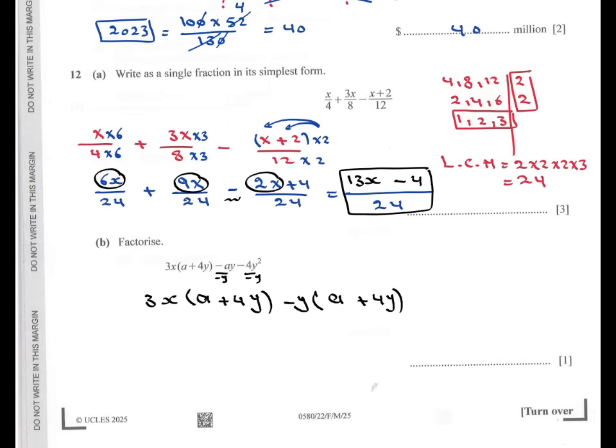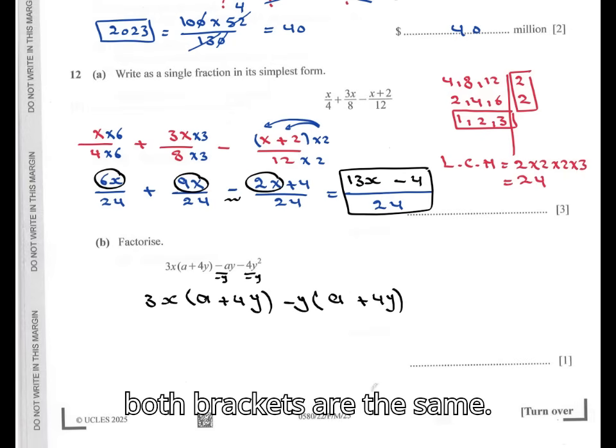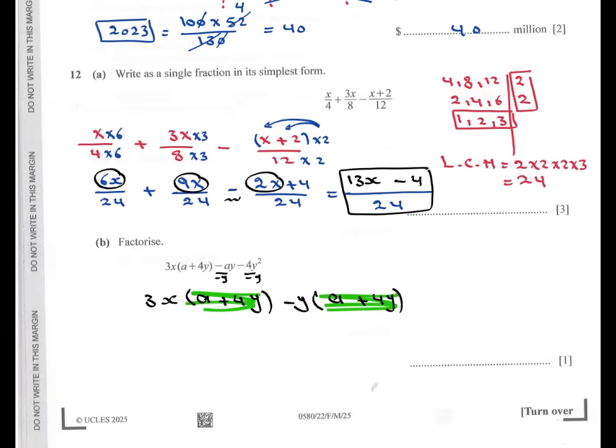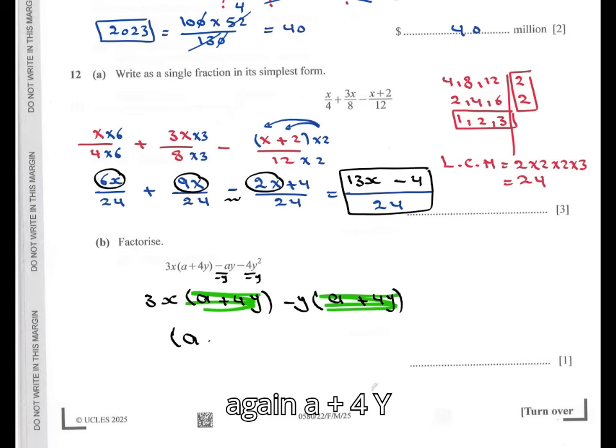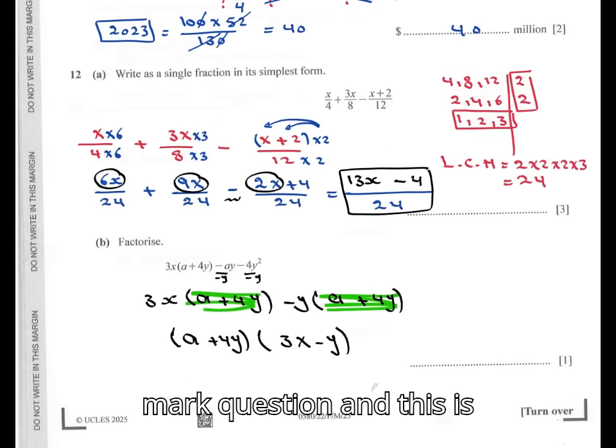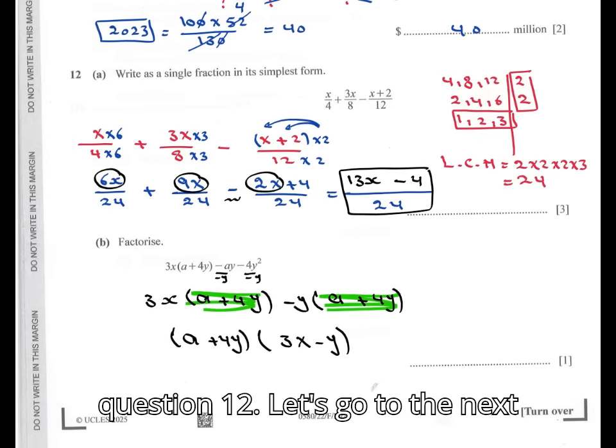You can see that both brackets are the same. So we can take it as a common factor again. A plus 4y, 3x minus y, a 1 mark question. And this is question 12. Let's go to the next question.